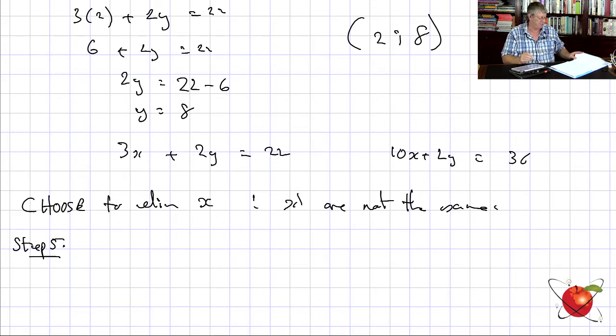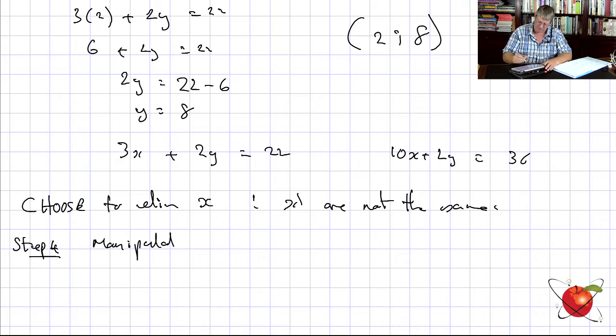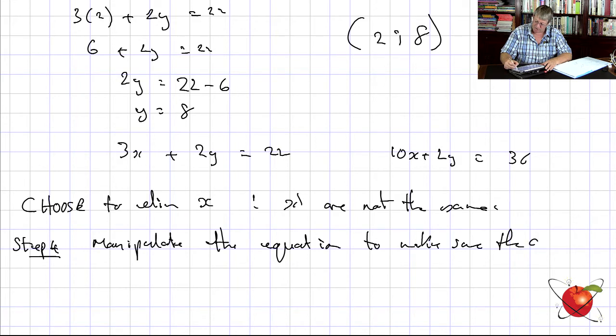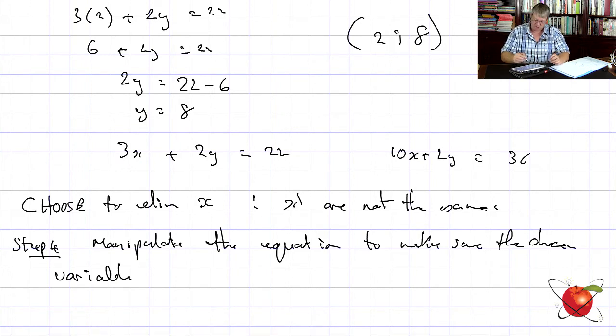I'm going to go through step 4, which we did. Okay, we manipulated it to get the same. Actually, I haven't. Step 4 is manipulate the equation to make sure the chosen variable can be eliminated.